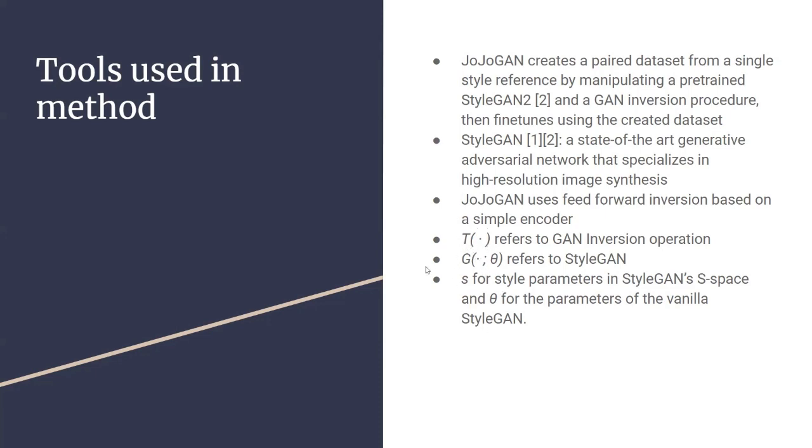They're operations. Basically, the T operation refers to the GAN inversion operation. G refers to StyleGAN, and little s means style parameters in StyleGAN's S space, and theta stands for the parameters of the vanilla StyleGAN.